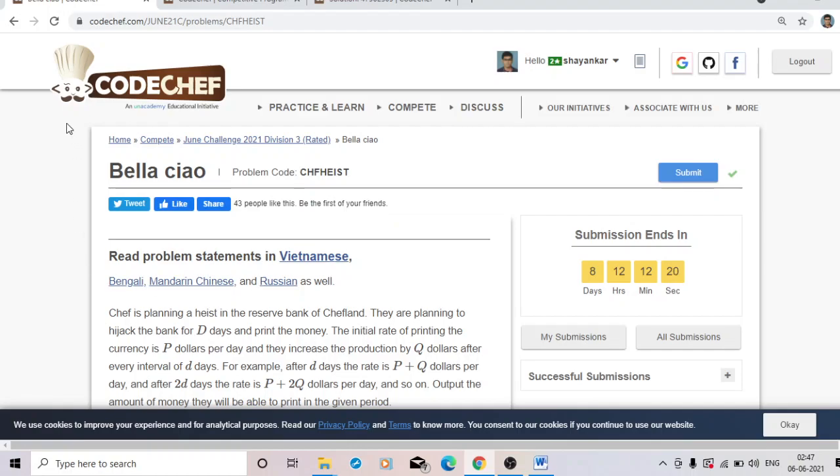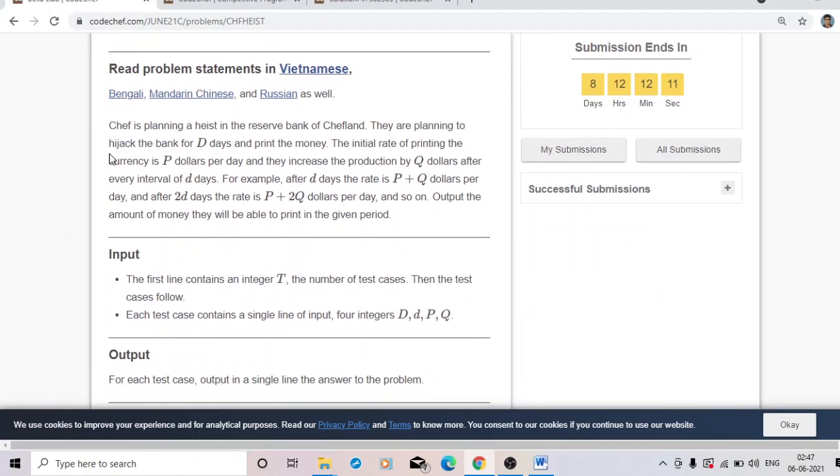Today I am going to explain a problem from CodeChef June Challenge 2021 Division 3. Here you can see the problem statement. SAFE is planning a heist in the Reserve Bank of SAFE land. They are planning to hijack a bank for capital D days and print the money.